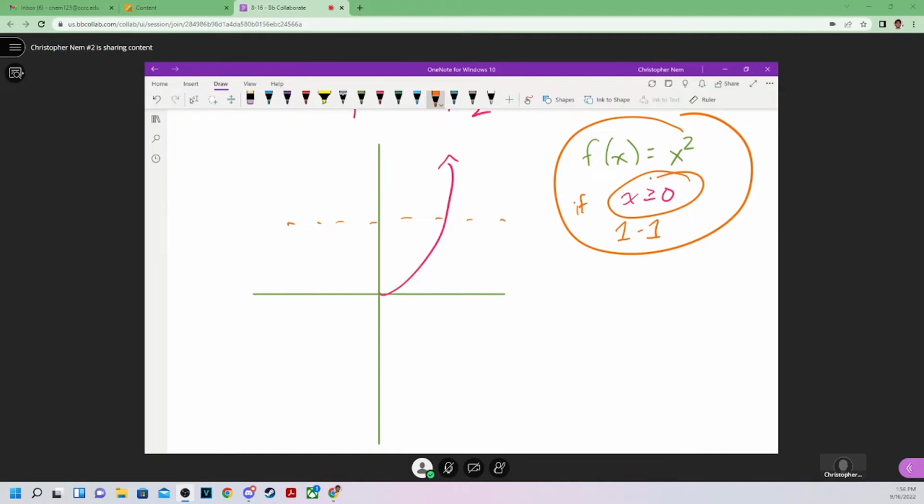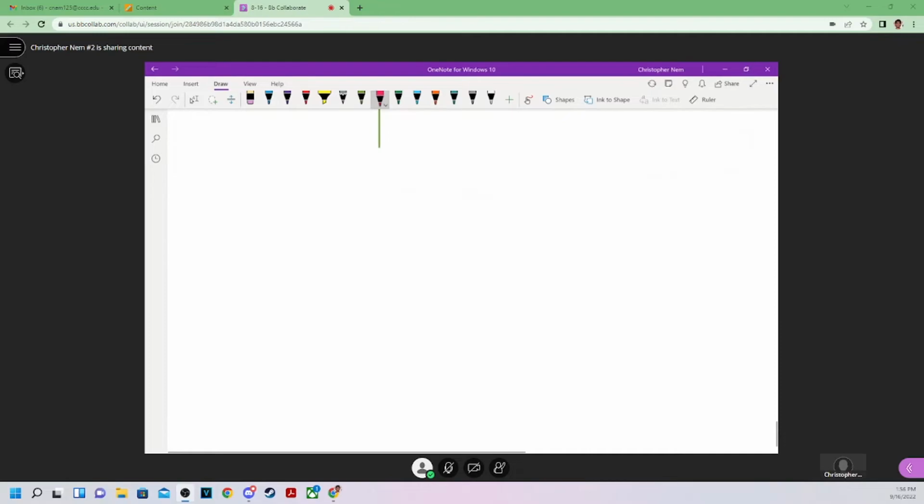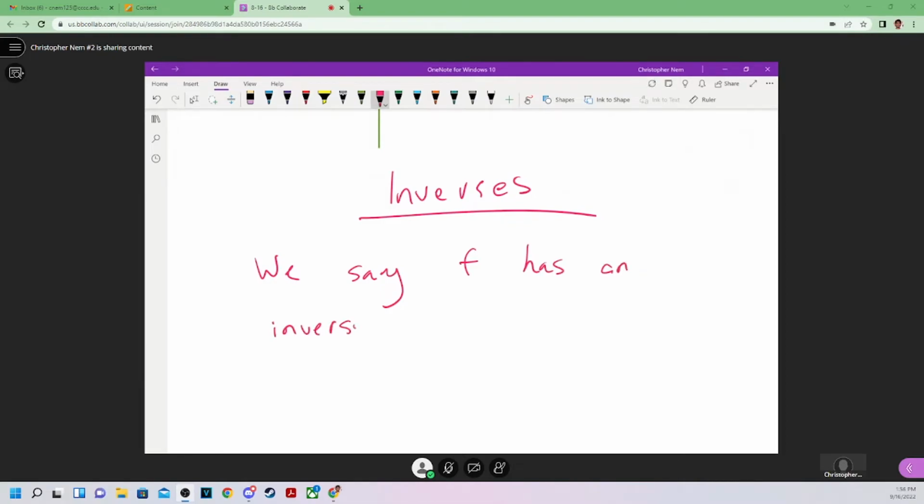So why do we even talk about one-to-one in the first place? Well, one-to-one and horizontal line tests or whatever, they bring a very important role into functions, and that's called inverses. The final topic, inverses. What are inverses of functions? So inverses of function, we say f has an inverse, and this is the notation, this guy right here.